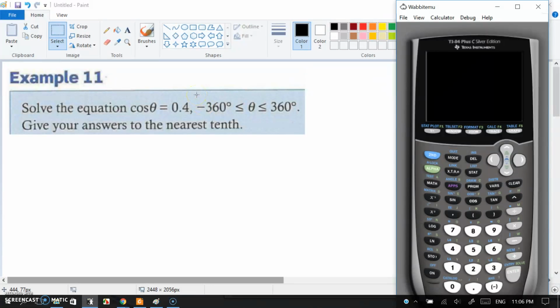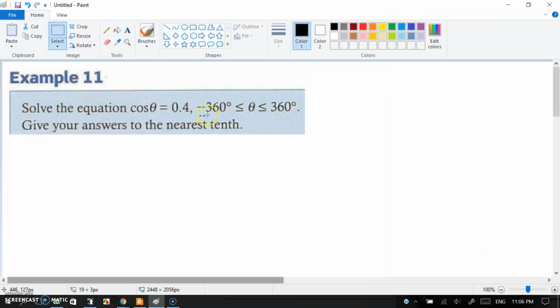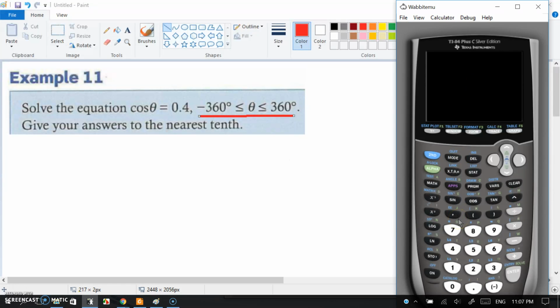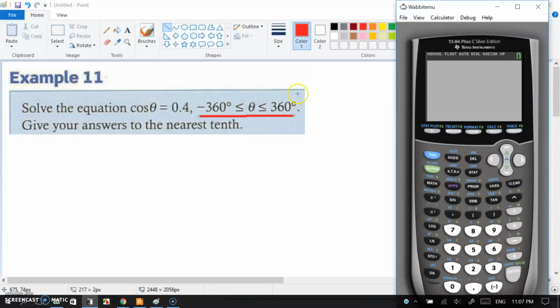When we are solving trig equations, the limitation of where your x value or your angle can be is very, very important. We need to be very careful with that, because when we are using our calculator, that will actually affect our settings. Since my angles are in degrees, the first thing I'm going to do is switch my angles to degrees.